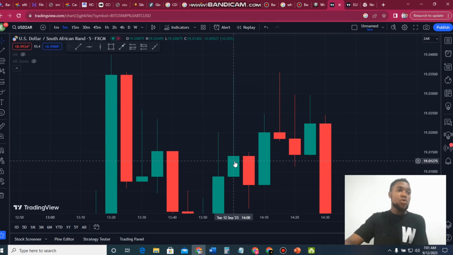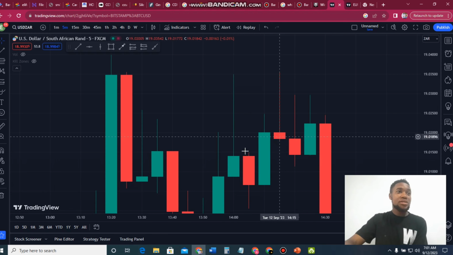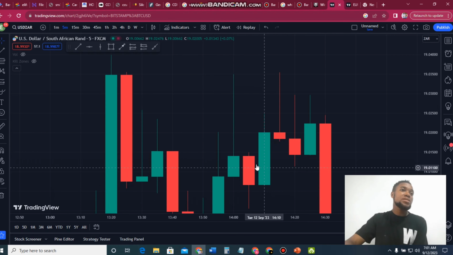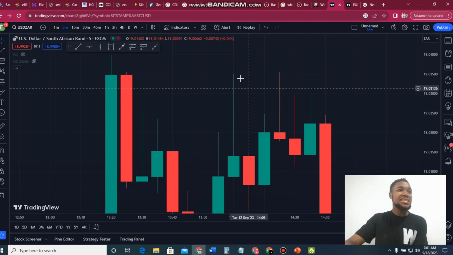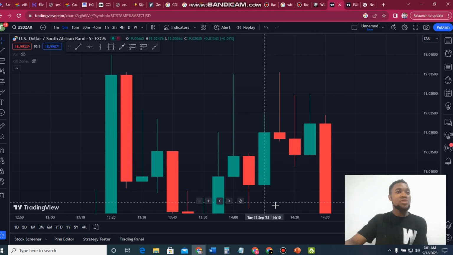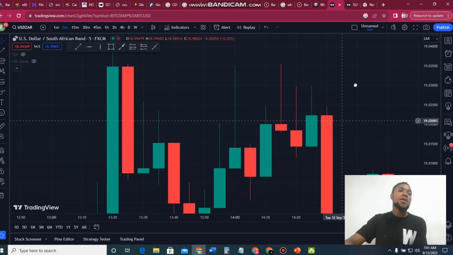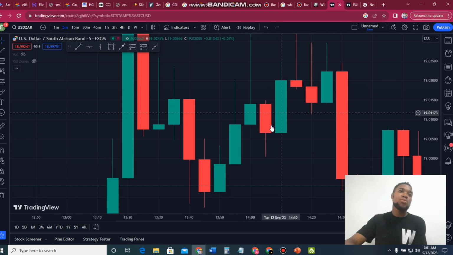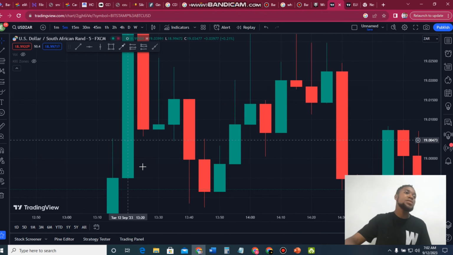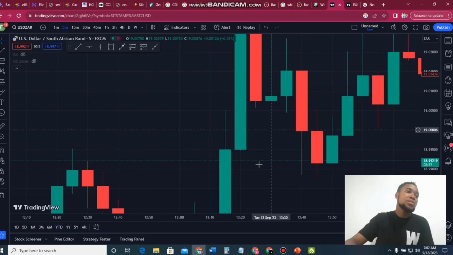You notice what happened after the gravestone doji was formed. Now, even though this looks green in color, it does not disqualify it from being a gravestone doji. For a candle to be a gravestone doji, the upper wick of the candle must be at least 3 or 4 times, or greater than 3 times, the body of the candle. Now, notice what happened after that. You see that the price actually moved towards the downside.